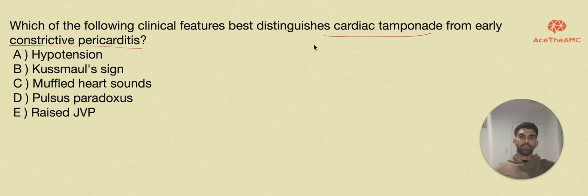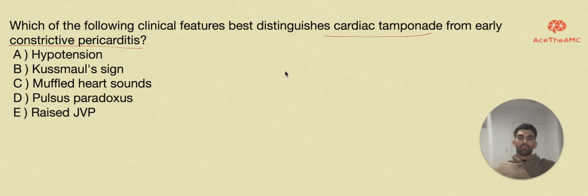but I guess the important thing first of all is to know what cardiac tamponade is. This is when you have an abnormal accumulation of fluid within the pericardial sac, and then you have constrictive pericarditis, which is when you have fibrosing or scarring of the pericardial sac, so it kind of becomes stiffened.